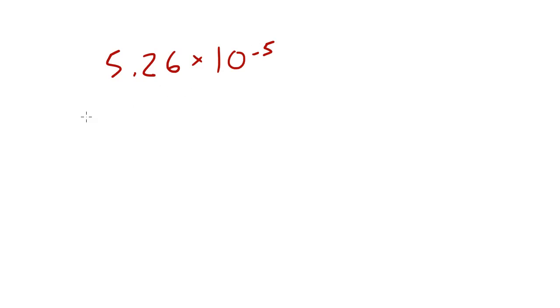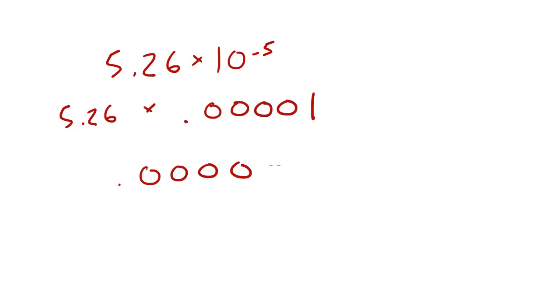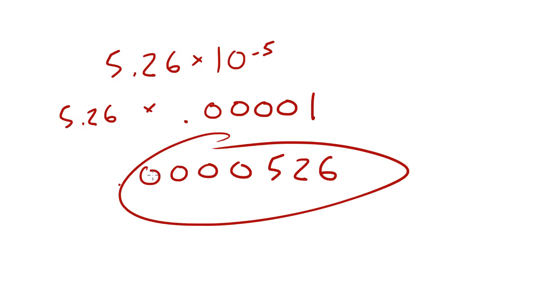Well, the very first thing we need to do is convert 10 to the negative 5. So again, I'm not going to talk you guys through how exponents work, but 10 to the negative 5 is 0.00001. So 5.26 times 0.00001 is 0.00004 zeros 526. So that's your answer right there. I kind of drew over my decimal point.